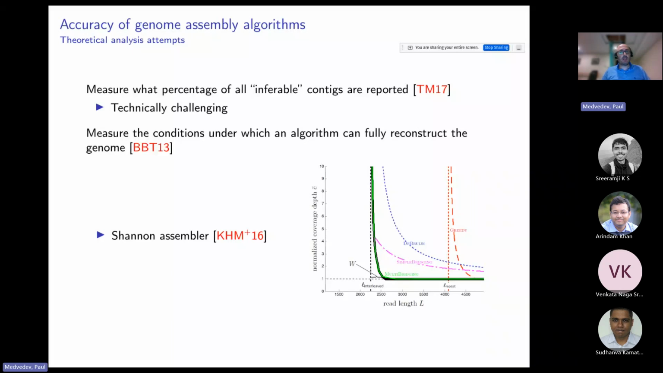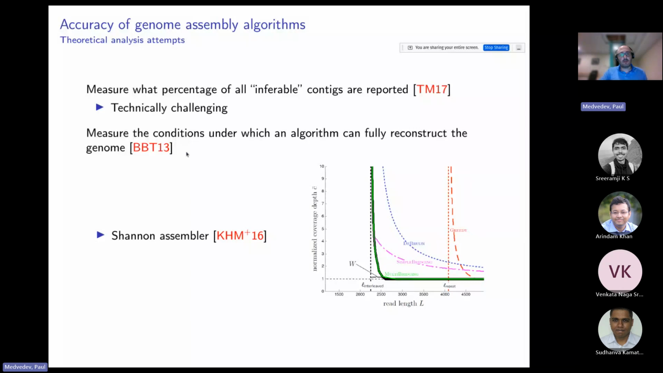And there's really not been much in terms of theoretical analysis of accuracy. And I'm talking about accuracy because here that's probably the most important aspect. There have been a couple of approaches that are worth mentioning. One, the idea is to measure what percentage of the genome can be inferred. That's kind of technically challenging and hasn't been implemented in a practical assembler.